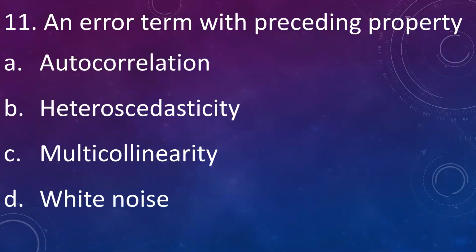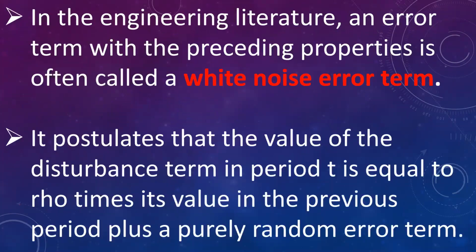Next, an error term with a preceding property is called A. Autocorrelation, B. Heteroscedasticity, C. Multicollinearity, D. White noise. Answer is D, white noise. White noise in engineering literature is termed as an error term with a preceding property, which means that the value of the disturbance term in period t is equal to rho times its value in the previous period, that is t minus 1, plus a purely random error term. This is termed as white noise error term.